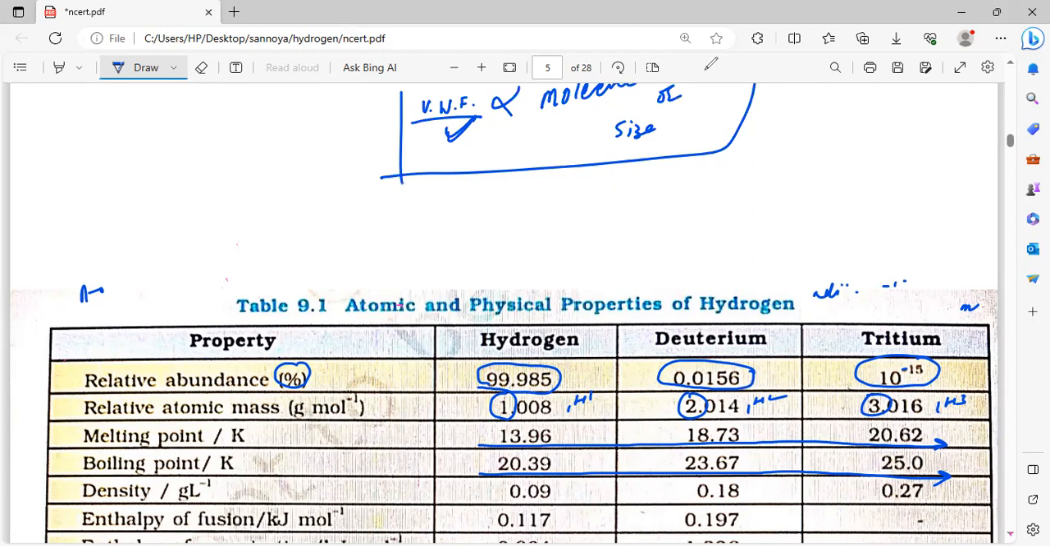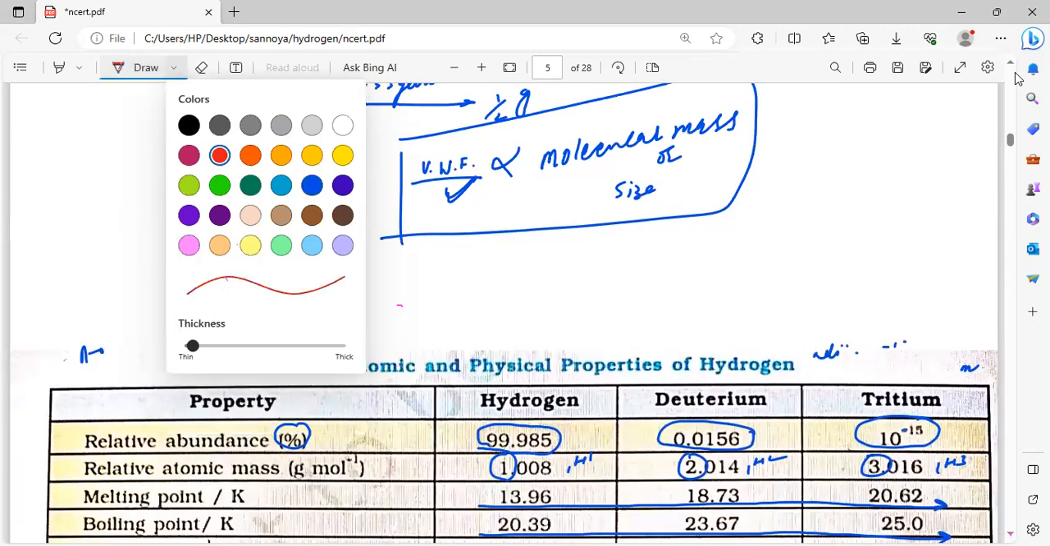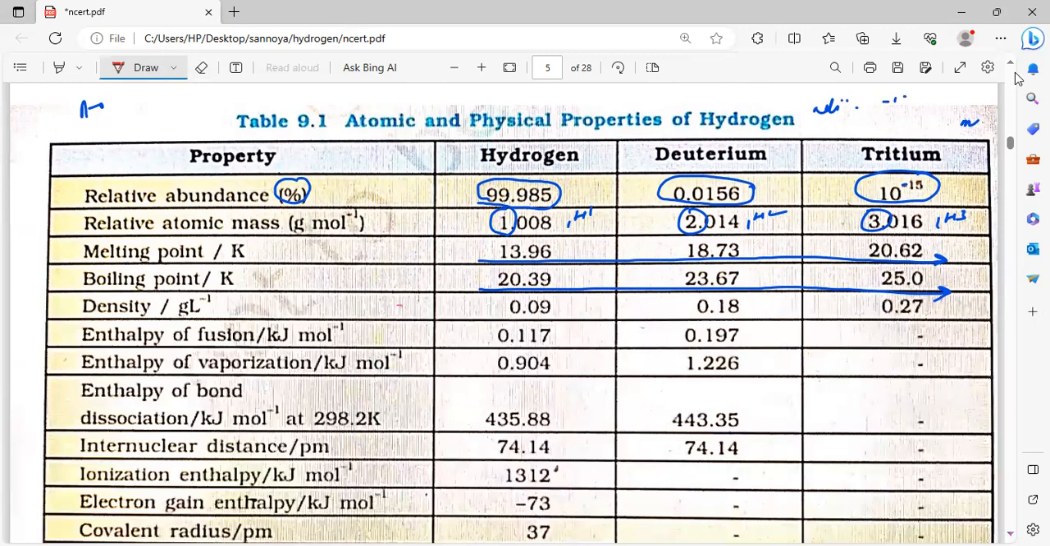Yes, sir, I'm writing that one. Molecular mass and size. Van der Waals force of attraction is proportional to molecular mass or the size. So here you see mass is 13.96 gram. Mass is here. This is the 1, this is the 2 and this is the 3. So atomic mass increases.